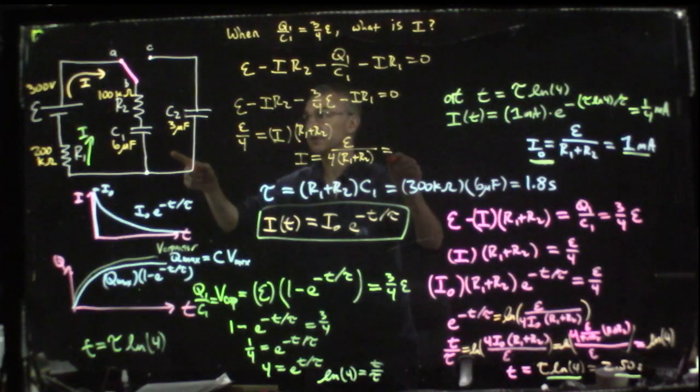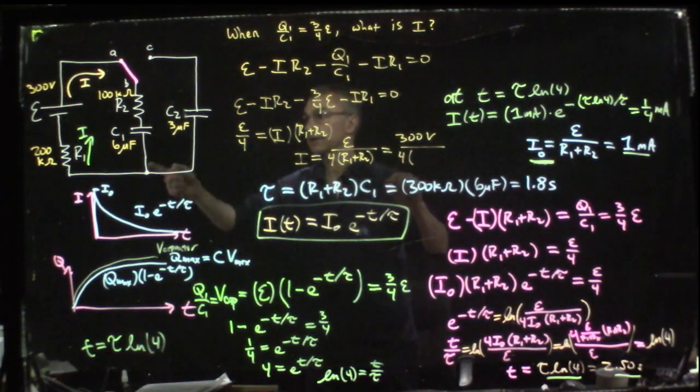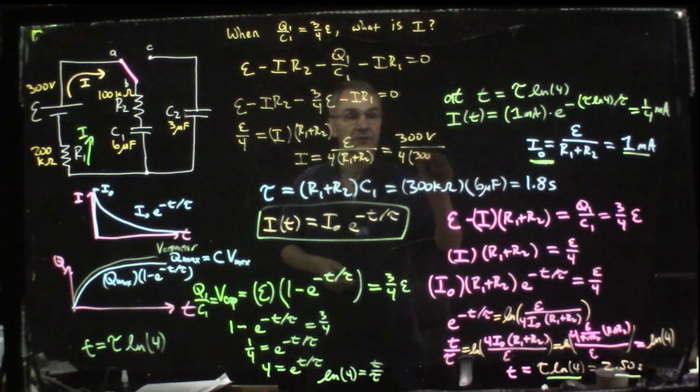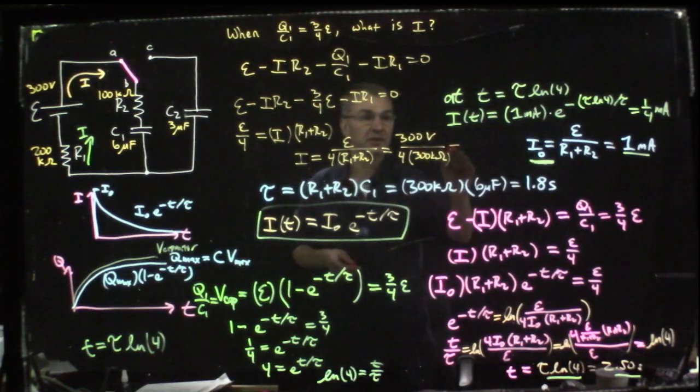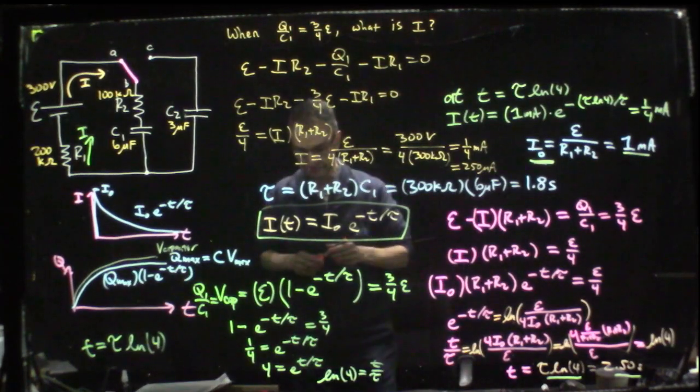So I think we kind of already have the work done for that, but if we just work it out directly, this is 300 volts divided by 4 times 300 kilo ohms. Okay, and this ratio is a milliamp. It's 1/4 of a milliamp. There you go. So this is 1/4 of a milliamp, which, if you wanted to, you could say it's 250 microamps.